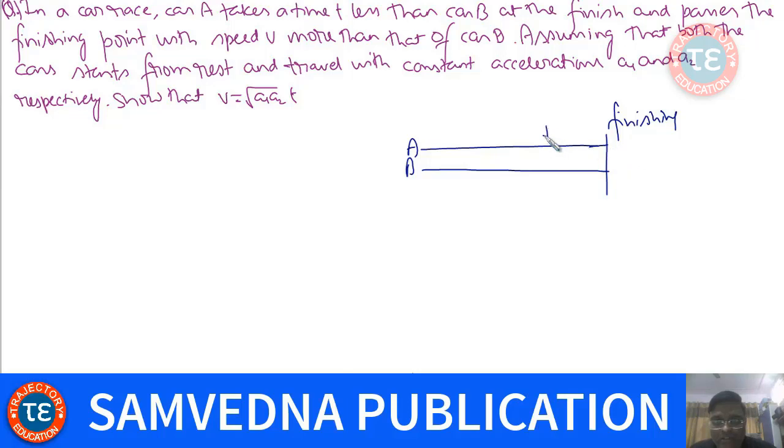So car A takes t time less, right? So suppose car B takes t naught time and the velocity it reaches is v naught. Let's suppose car B has the velocity v naught and time taken is t naught. Car B is moving with a2, right? So I can say 0 plus a2 t naught is v naught, and car A takes t time less, so it takes t naught minus t time, and the velocity it reaches is v naught plus v, and the acceleration was a1. So I can say 0 plus a1 times t naught minus t is v naught plus v.